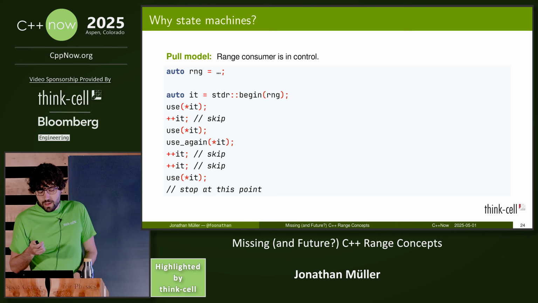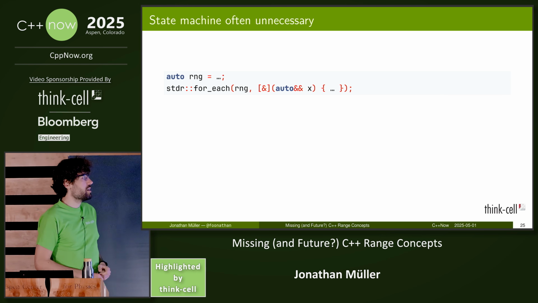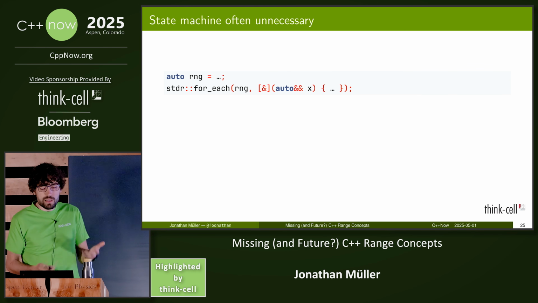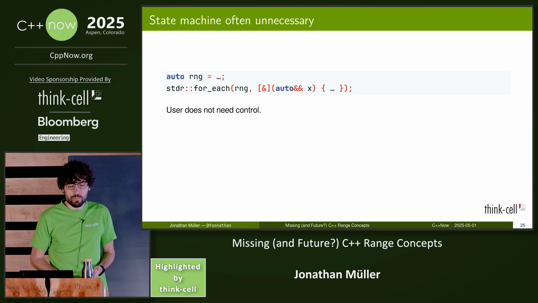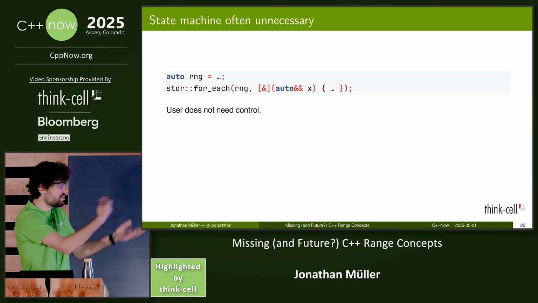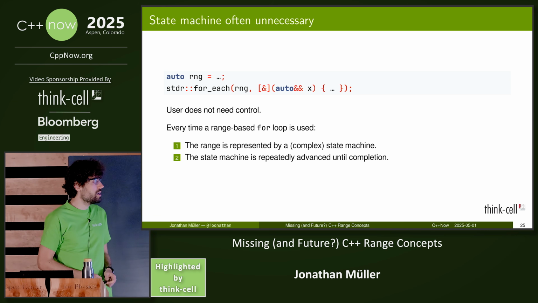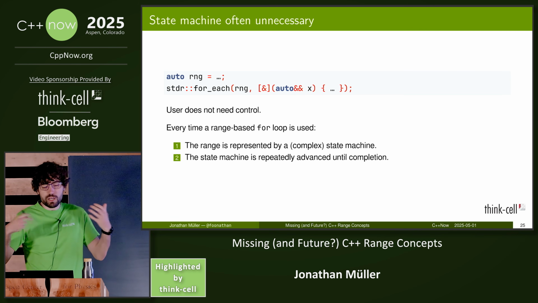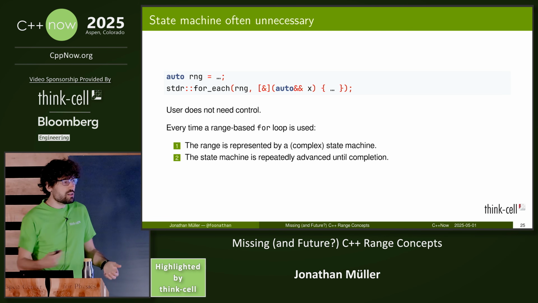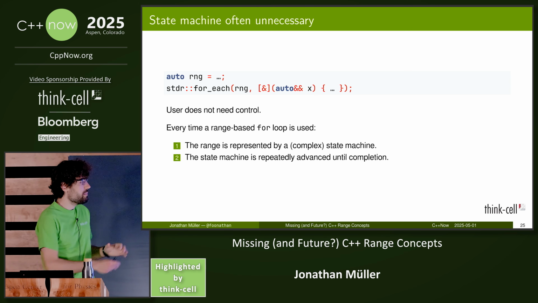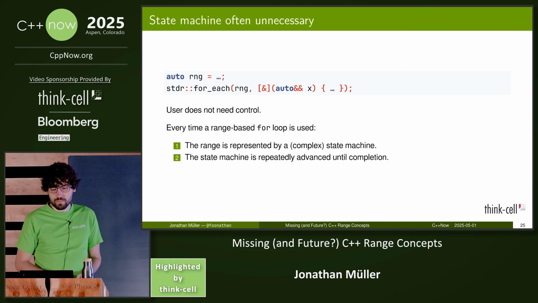Right? But this is often unnecessary, because if all you're doing is taking a range and calling for each, you don't need this flexibility. You don't need control, you just give me all the values out of the range, right? So every time you use a simple loop over a range, you represent the range by a potentially complex state machine, and then you just advance the state machine repeatedly until completion, right? We've got all the state machine, but we don't need the state machine code. This is just overhead.